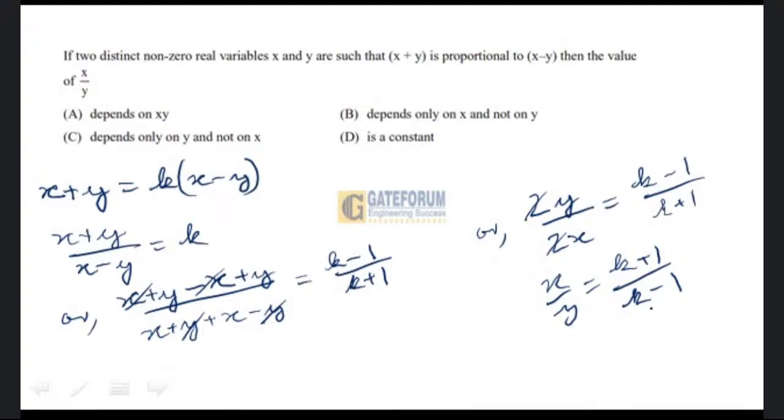So we can very clearly say that the value of x by y is a constant. It doesn't depend at all on x and on y. So the option would be option number D. The value of x by y is a constant.